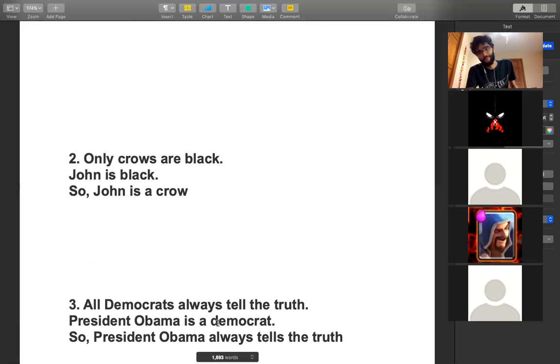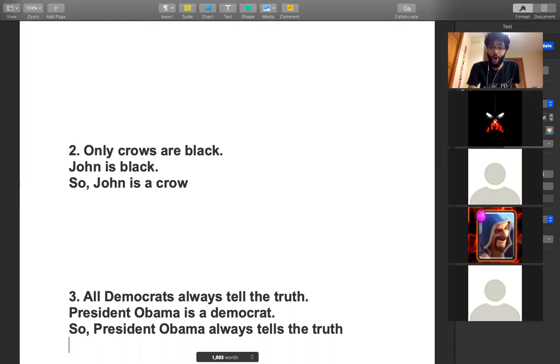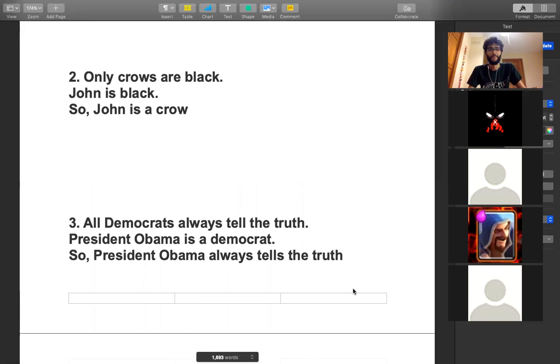And now the last one, a very, very interesting one. So all Democrats always tell the truth. Okay, all Democrats always tell the truth. President Obama is a Democrat. So President Obama always tells the truth. Think about this. All Democrats always tell the truth. President Obama is a Democrat. So President Obama always tells the truth. Well, what do you guys think?